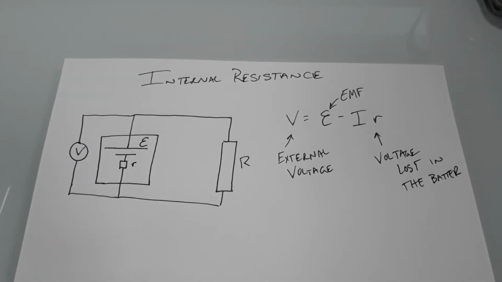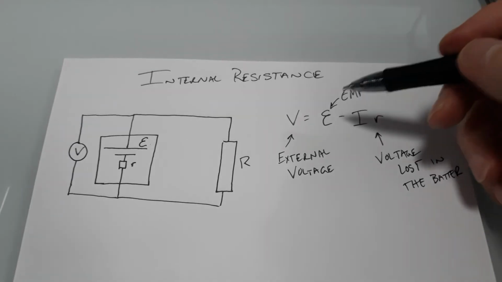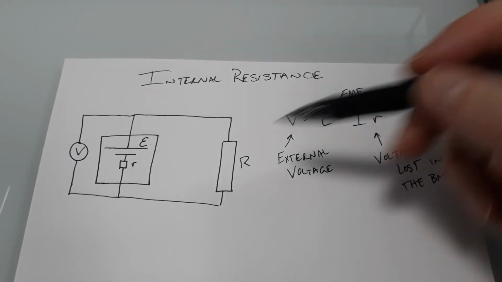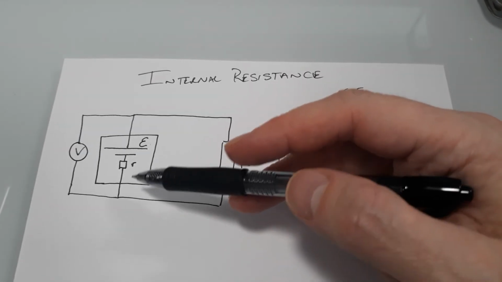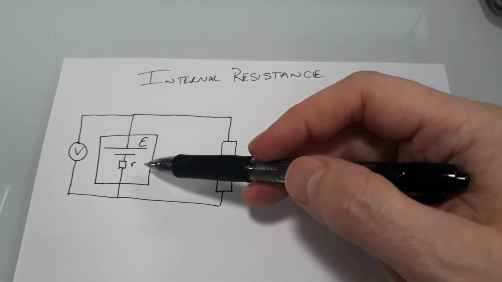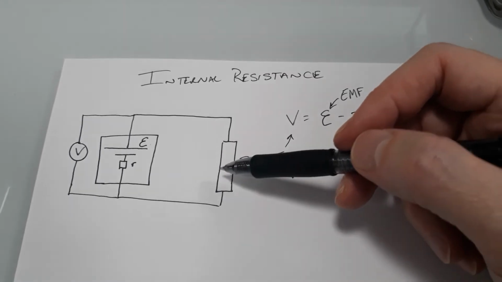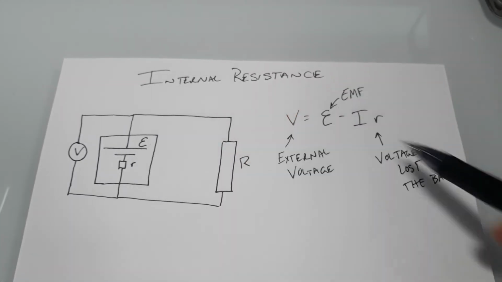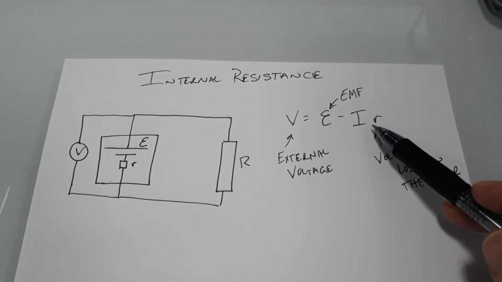Those are called the IR losses. So with this equation, we can work out what the voltage is on this. And here's the thing about it. The voltage on the battery is actually going to change depending on what you have connected to it. Because the more current that passes through this battery, the more losses that there are going to be.